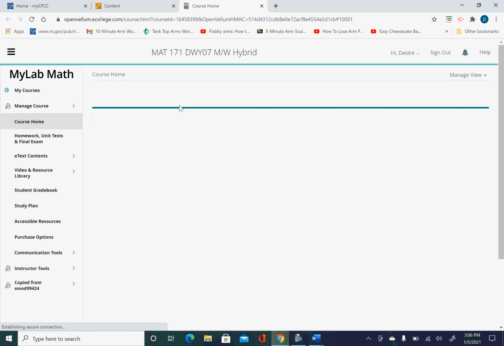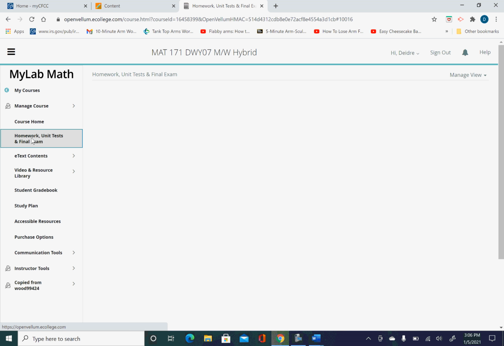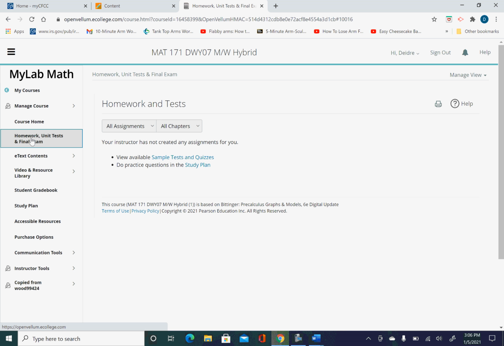The first time you are going to have to sign in utilizing that code. And then everything that you will need will be right here under homework, unit tests, and final exam. So you'll be able to click there. I don't believe we're going to see anything right now because the course isn't set to come on until the 7th, and I'm making this ahead of time. But this is where you're going to see all of your things that are due.